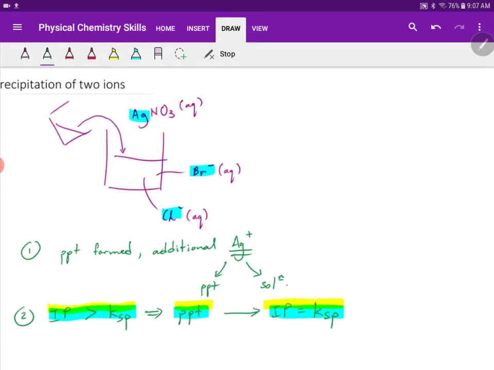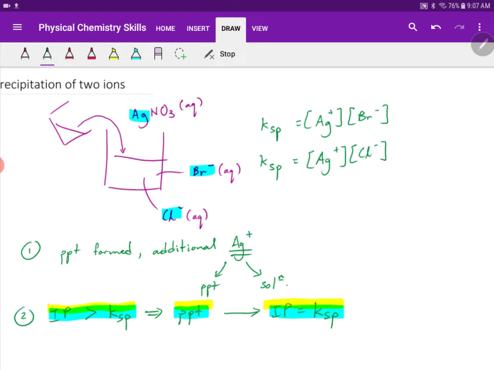So how should we go about tackling this question? We should be able to establish both of these equilibria. I will simply write down the KSP for both cases. The first one is the KSP for AgBr, which is Ag plus multiplied by Br minus. It's important for us to fill in these two values. The other KSP is equal to Ag plus and Cl minus.